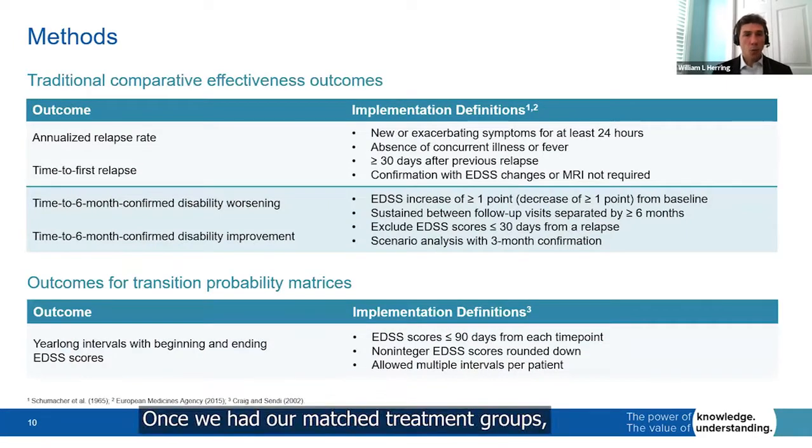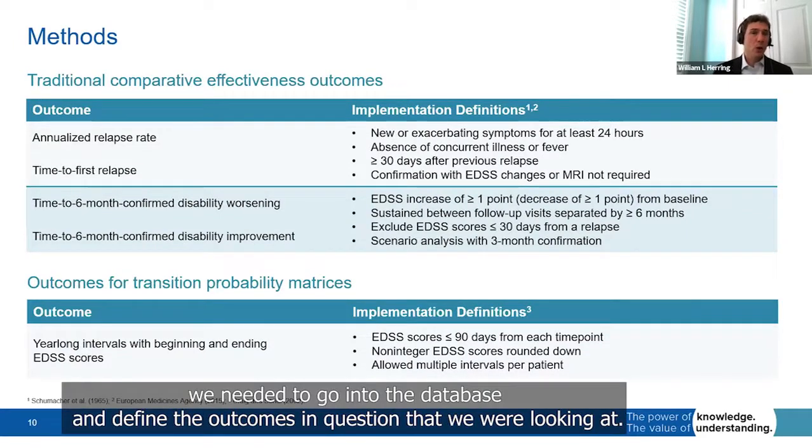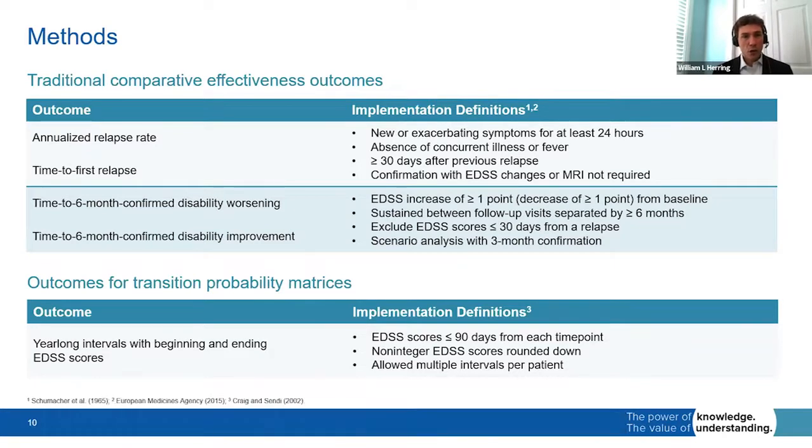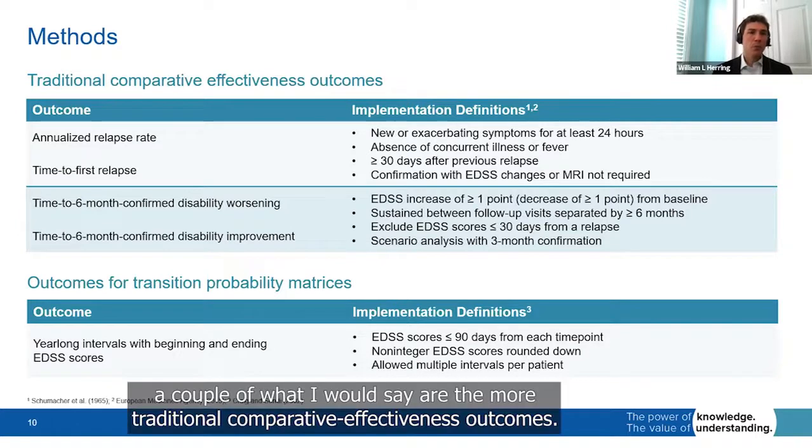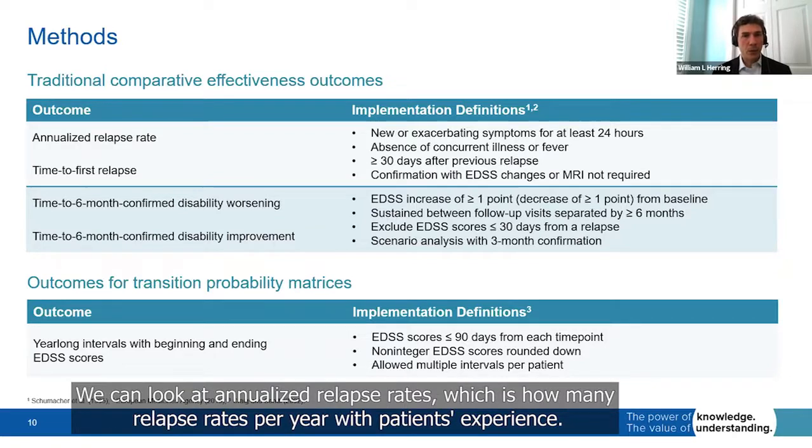Once we had our matched treatment groups, we needed to go into the database and define the outcomes in question that we were looking at. So the top panel here shows a couple of what I would say are more traditional comparative effectiveness outcomes. We can look at annualized relapse rates, which is how many relapses per year patients would experience.